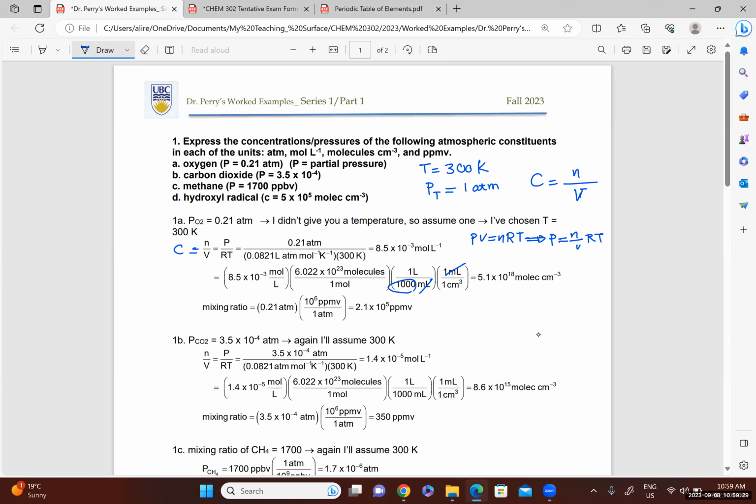1 liter, 1,000 centimeter cubed. So you just need to cancel those milliliters. And then if you do these calculations at the very end, so mole and mole cancel each other. Now, liter and liter cancel each other. So in terms of units, what we're left with is molecules over centimeter cubed. So these are the only two units that survive in this set of steps in the calculation.